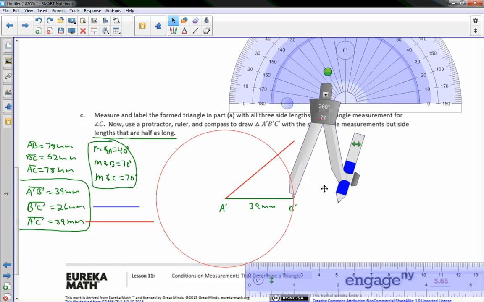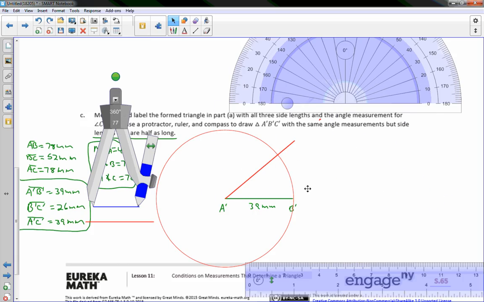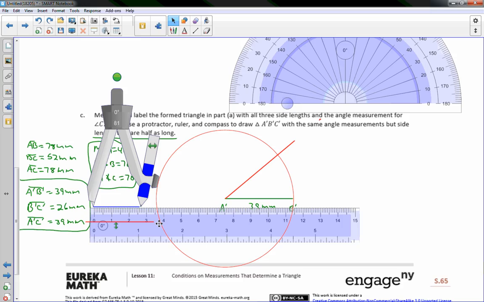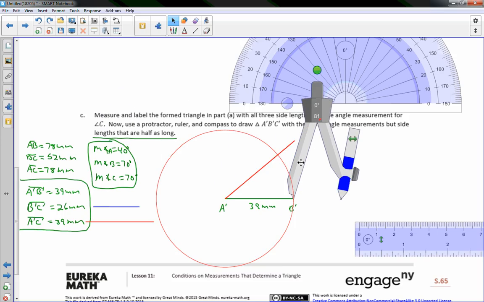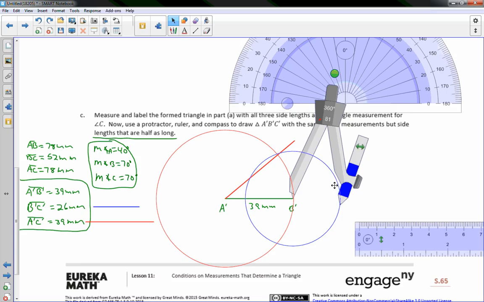Let's do this again. That doesn't look quite right. Let me move this out a little bit more. And let me remeasure that. That's got to be 26. It's about 26. Okay. So I'm going to bring this over here, right on the end of AB, and make a circle. Okay, that's better.